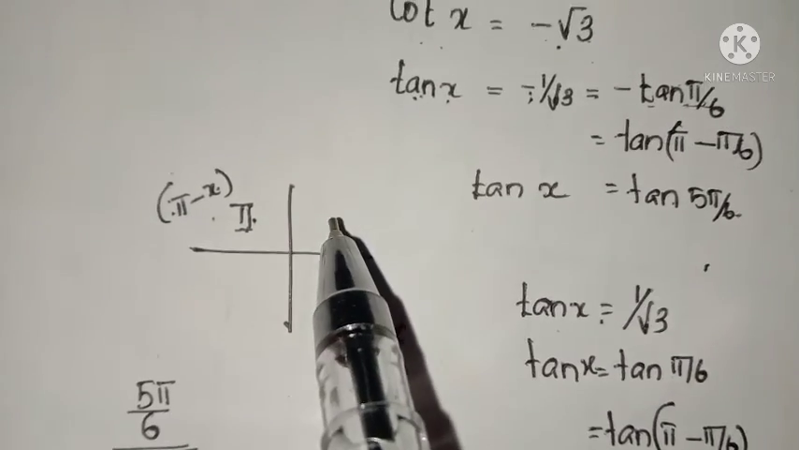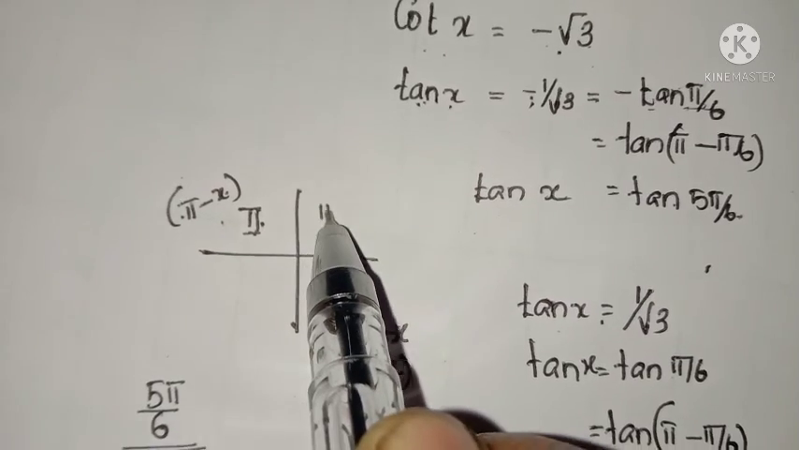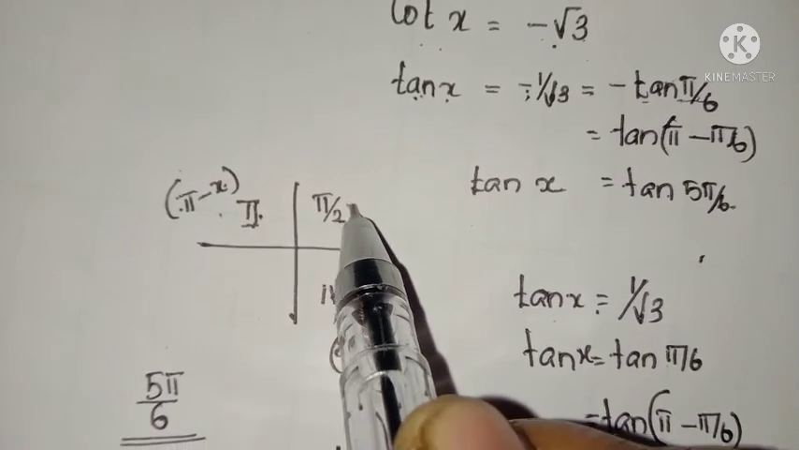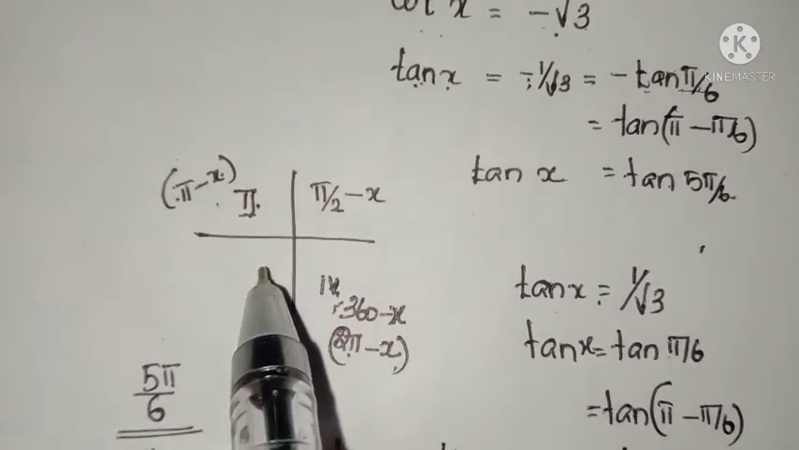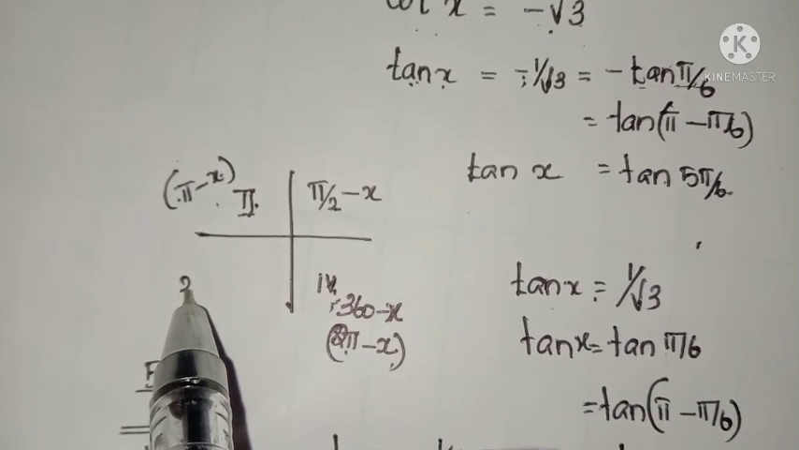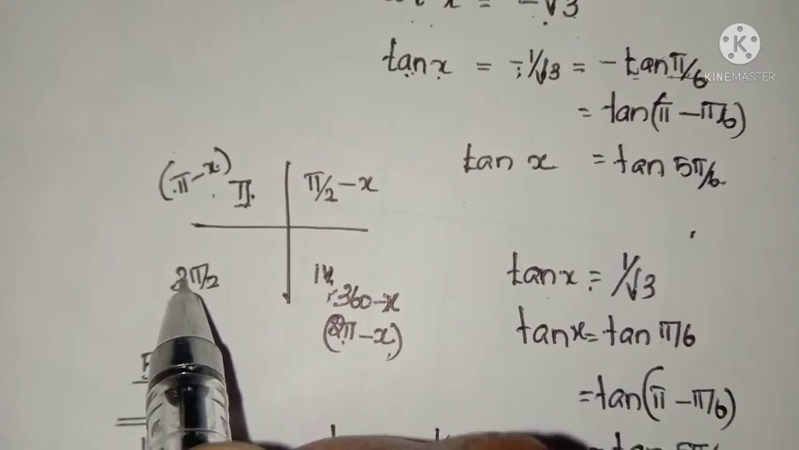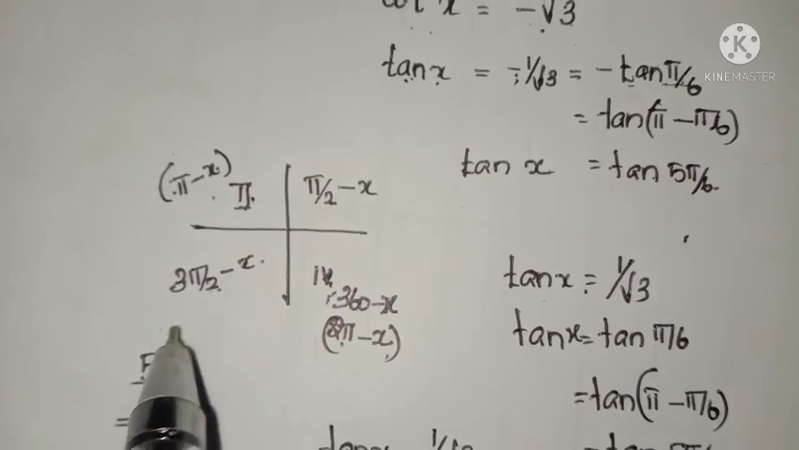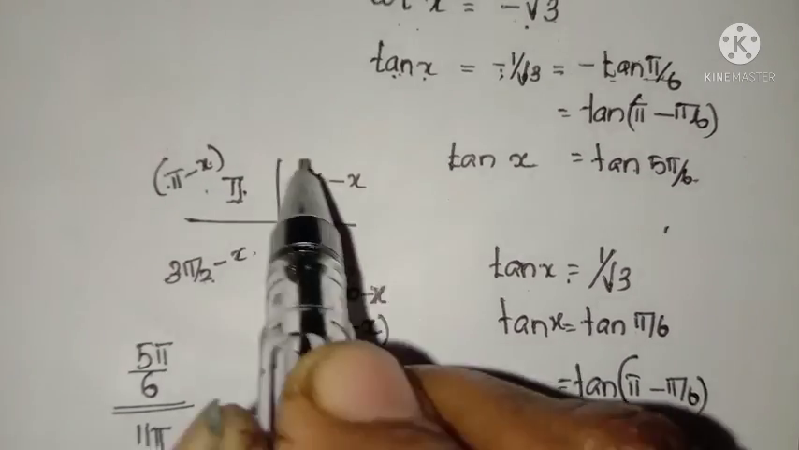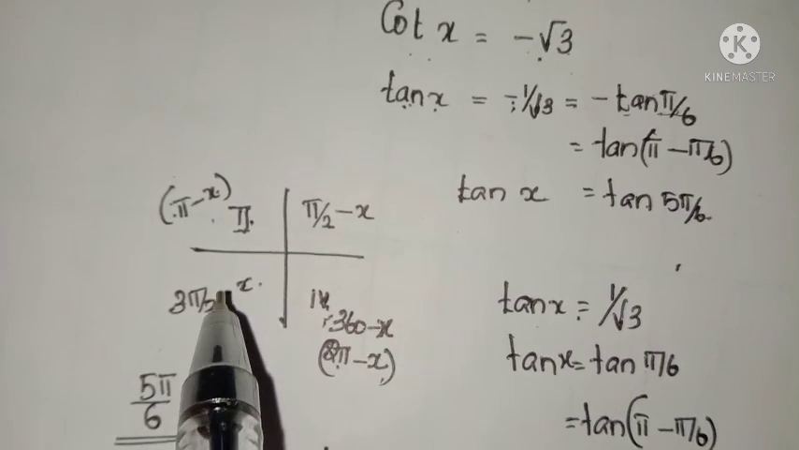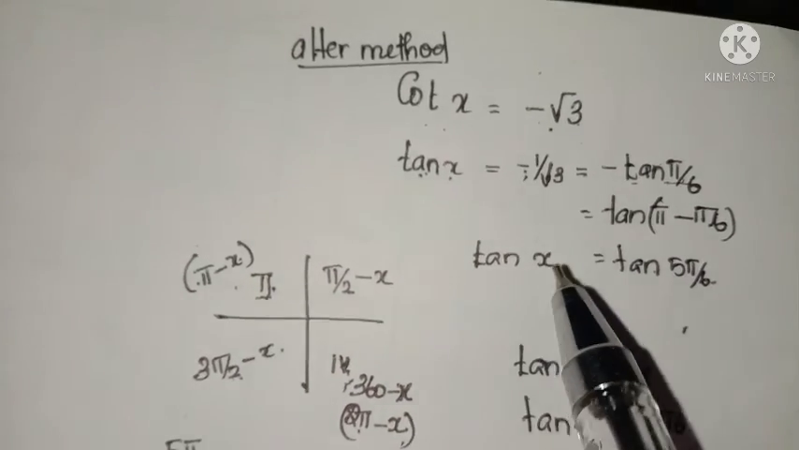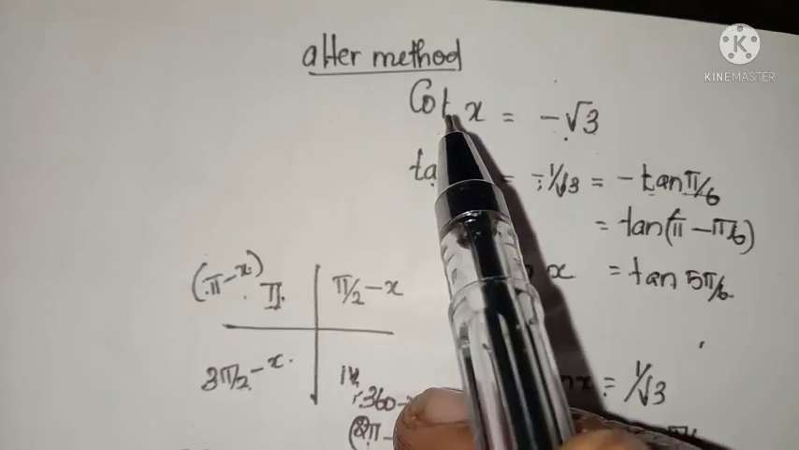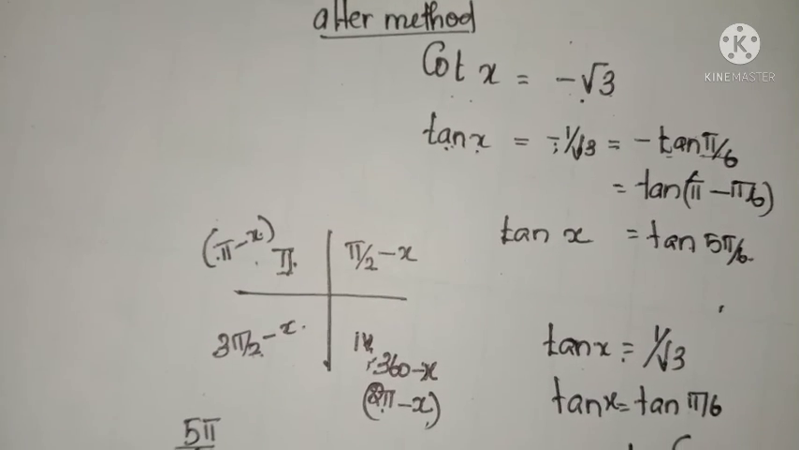Okay. See listen, in the first quadrant all the angles are of the form pi by 2 minus x, and in the third quadrant it is 3 pi by 2, that is 270 degree, 3 pi by 2 minus x form. So learn by heart all these ideas to find the principal solution of any given trigonometric equation. Okay students.